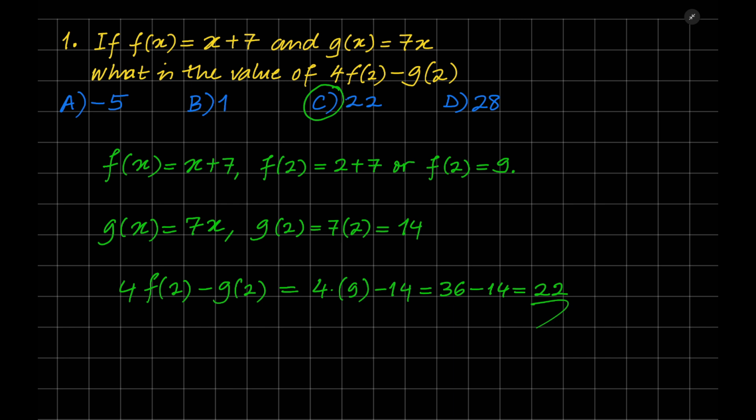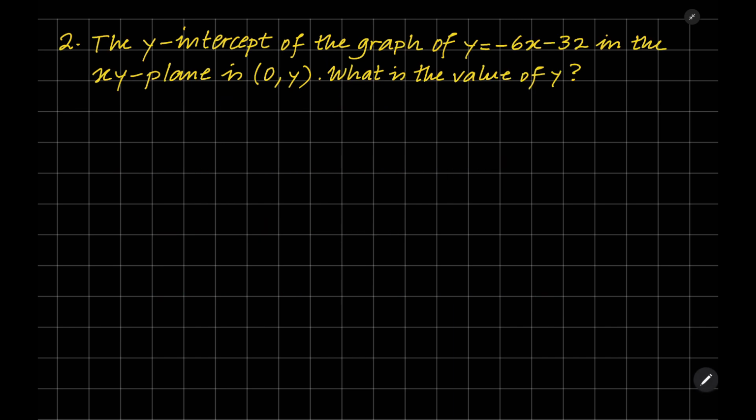Now let's go to the next question. Question 2. The y-intercept of the graph of y equal to minus 6x minus 32 in the xy-plane is (0, y). What is the value of y? It's given that the y-intercept of the graph of y equal to minus 6x minus 32 is (0, y).